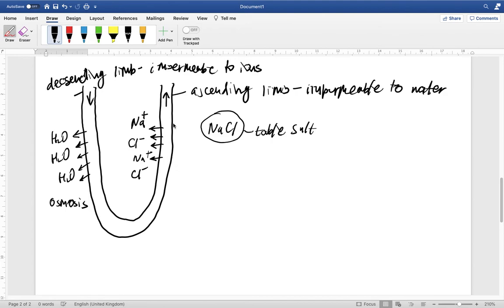This particular mechanism has a name. I'm afraid it's another mouthful. It's called countercurrent multiplication. So that mechanism of drawing water out of the loop of Henle is countercurrent multiplication. Let me try to write it down. Countercurrent multiplication.